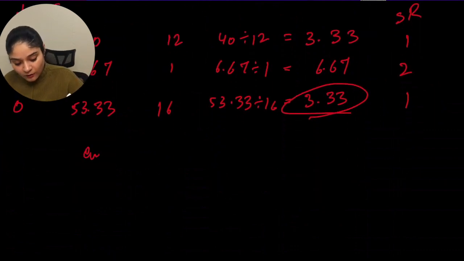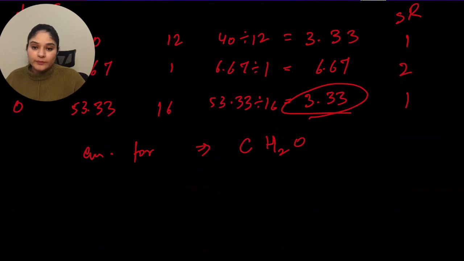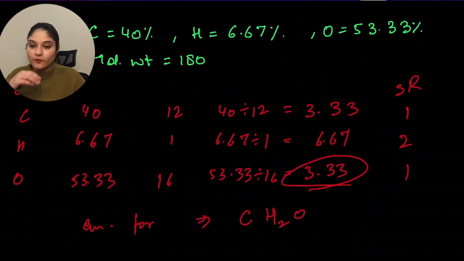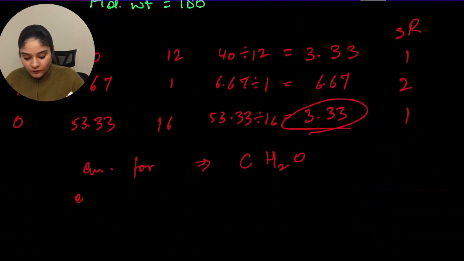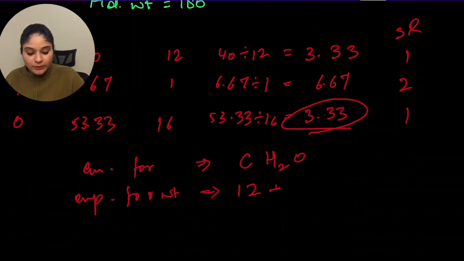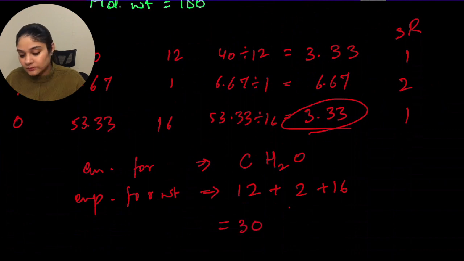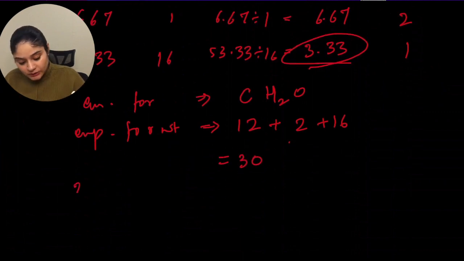Your empirical formula will be CH2O, 2 of hydrogen and 1 of oxygen. Once you have that, directly find the empirical formula weight. If you do that, this will be 12 plus 2 plus 16, and you get 30.